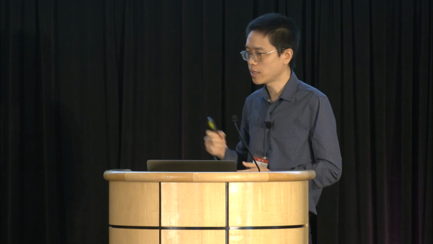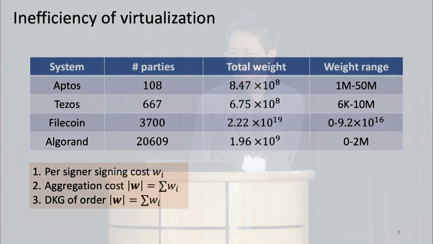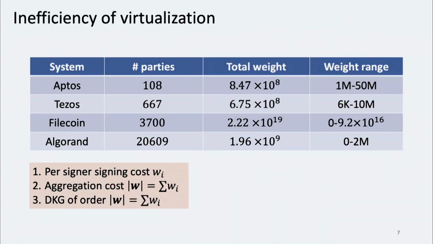Okay, so to put these efficiency problems into perspective, here I'm showing a few examples: proof-of-stake and proof-of-space blockchains that would have benefited from weighted threshold signature. What you can observe here is that the number of parties in these systems is usually on the order of hundreds and thousands, but the total weight of the system is several orders of magnitude larger, often in the billions.